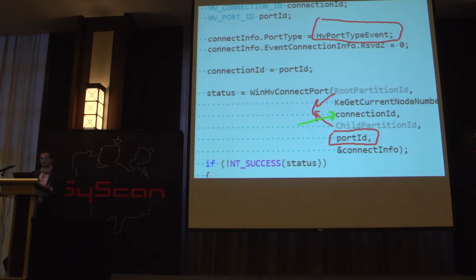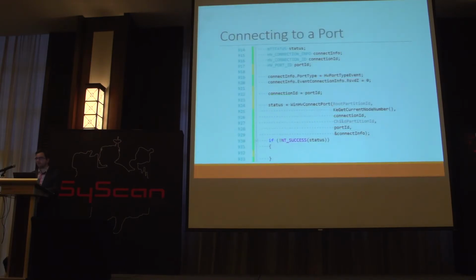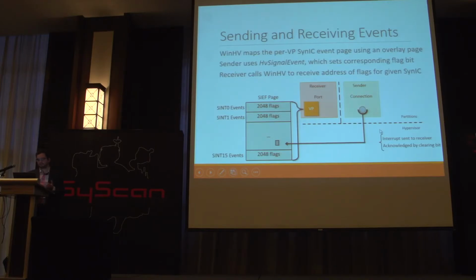Most Microsoft people on the VMBus usually just set the connection ID equal to the port ID. So basically, your port ID and your connection ID are going to be the same. And now you have a connection. Once you have a connection, you can signal events or you can send messages, and what you're going to need is the connection ID on the other side. So it's not actually a lot of code once you figure it out.